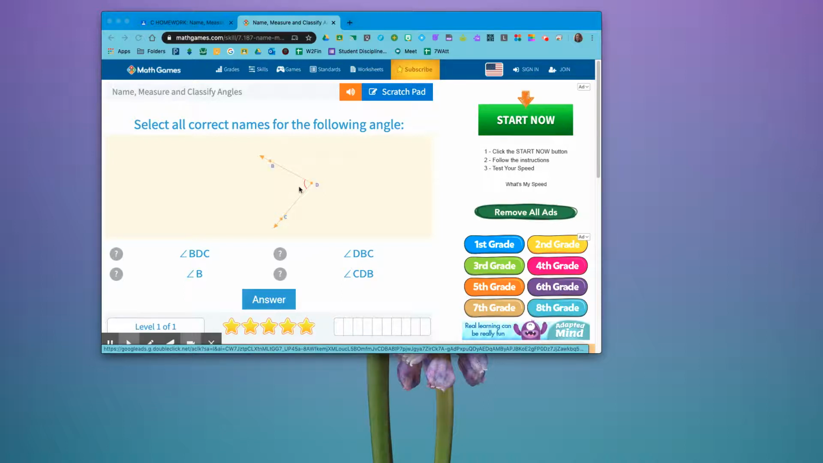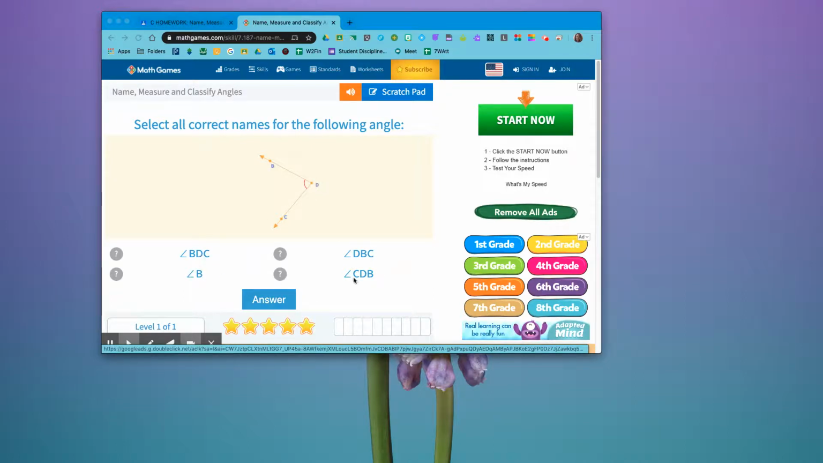All right, so I'm showing you one of the examples from the homework, and it says to select all the correct names for the following angle. It would appear that in this one, they're asking me to name the angle with letters, the points that are on the angle itself. The letter D here is what's called the vertex of this angle. D has to be in the middle of the name, or it has to be all by itself.